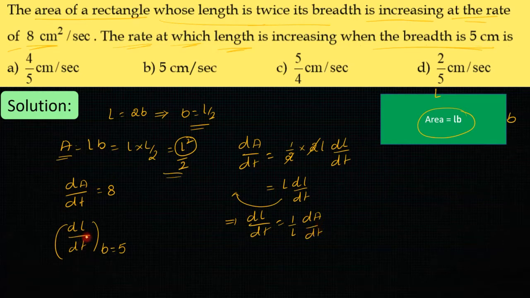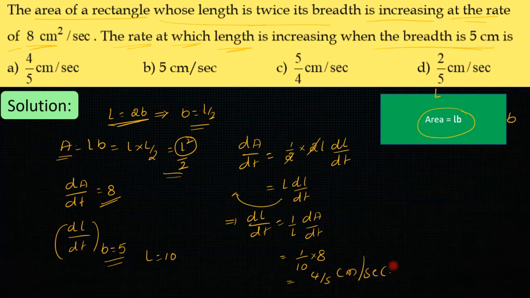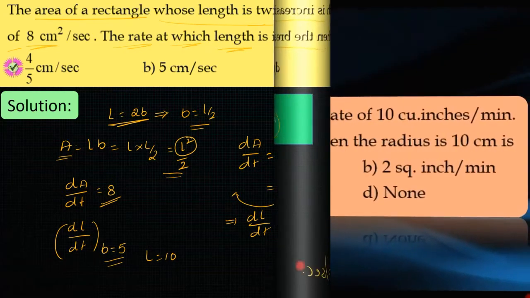Here we have to find dL by dt at B equals 5. If B is equal to 5, then L is equal to 2 into B, that is 2 into 5, that is 10. Here we substitute that value. This equals 1 by 10 into dA by dt, which is 8. This equals 4 by 5 centimeter per second. Therefore, the answer is option A.